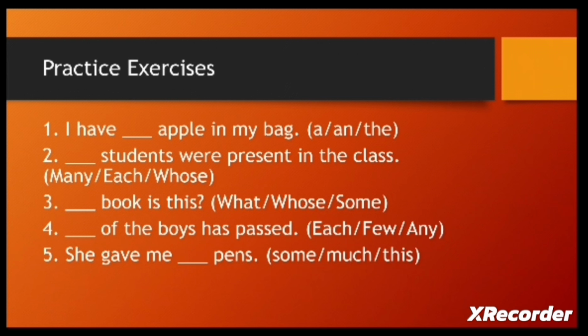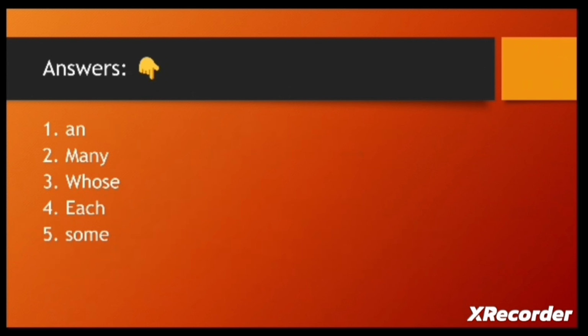See the third one, dash book is this. Options are whose, what and some. Choose your answer please. The fourth one is dash of the boys has passed. Each, few, any. Which one will be the correct answer? See the fifth question. She gave me dash pants. Some, much or these. Which one will be the correct answer? Please choose it. Okay, so let's have a look at the answers.